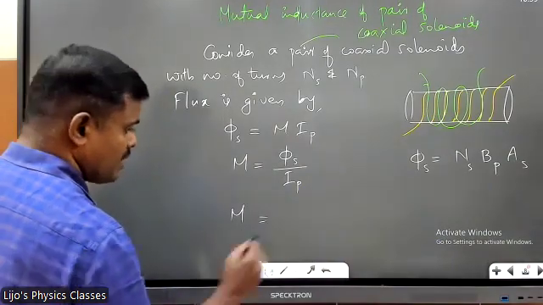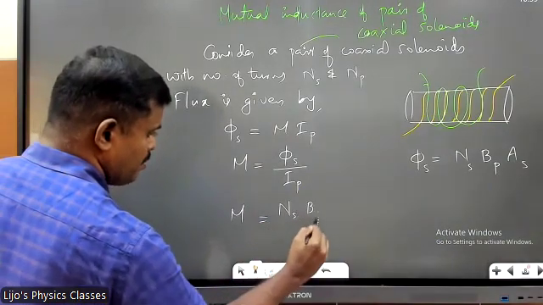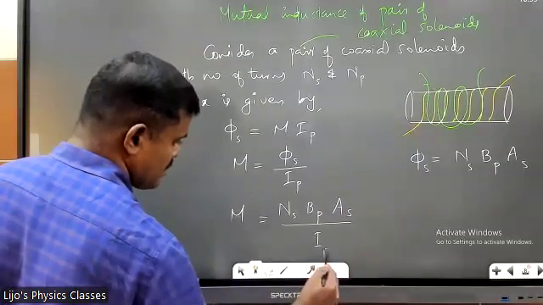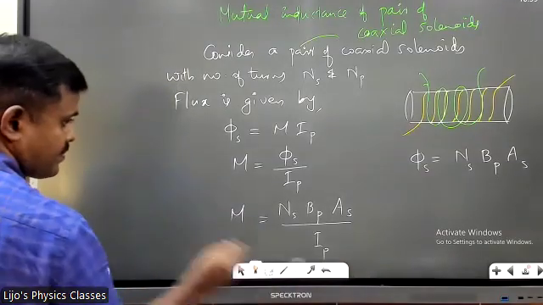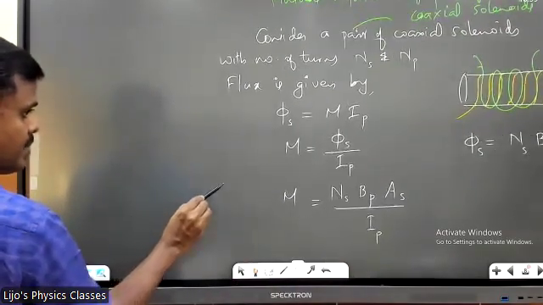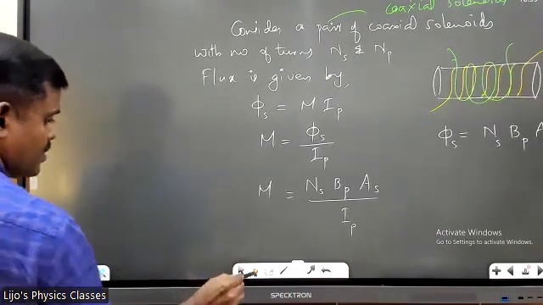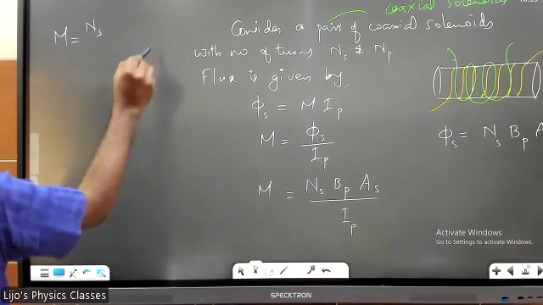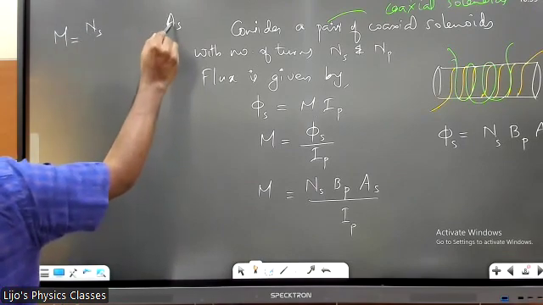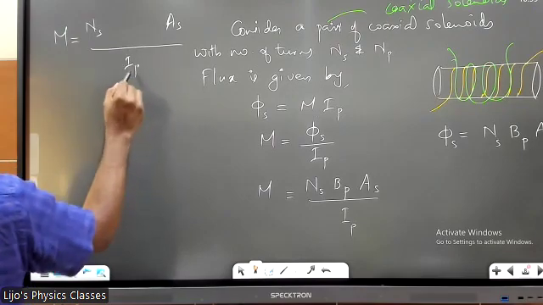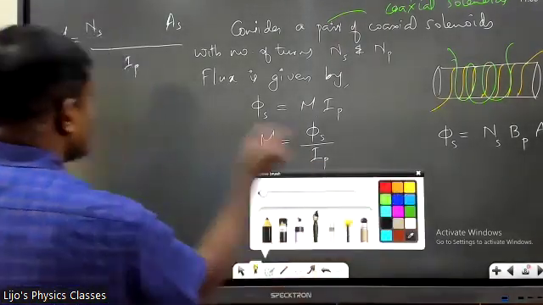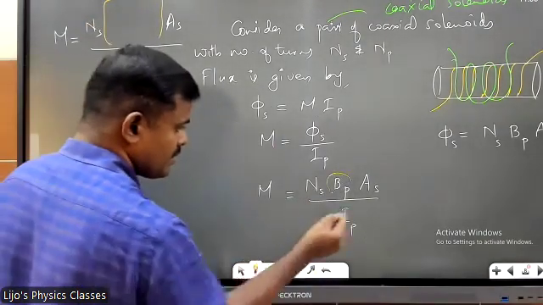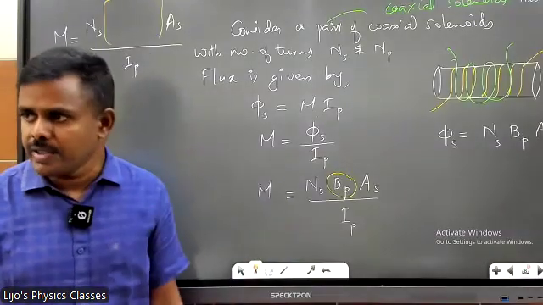So let us put it here. M is equal to NS BP AS divided by IP. One last step. We will do M is equal to NS AS, divided by IP in bracket. We will substitute the magnetic field, right? Just like we did before.